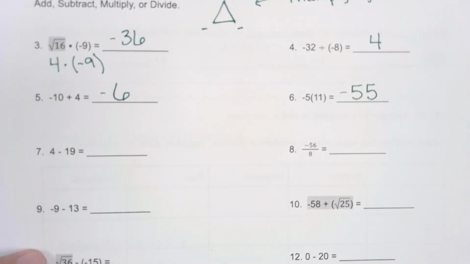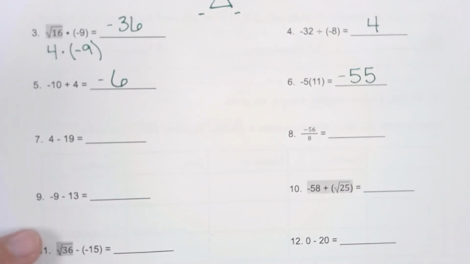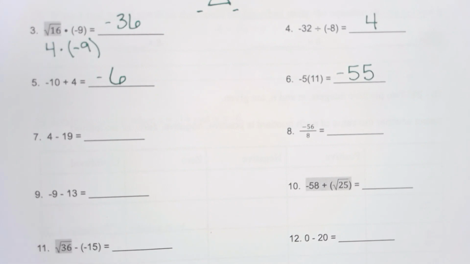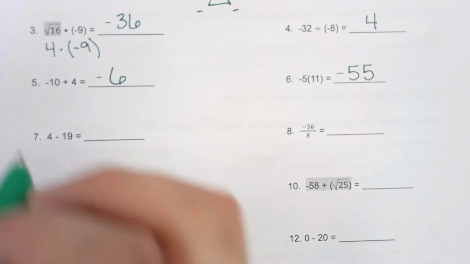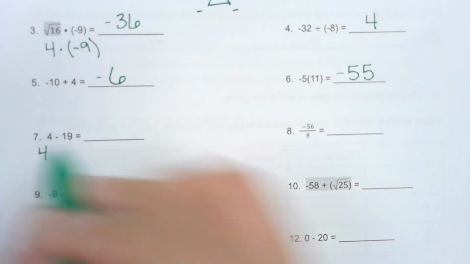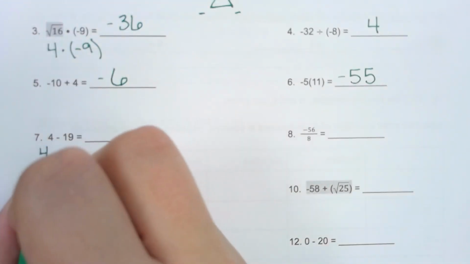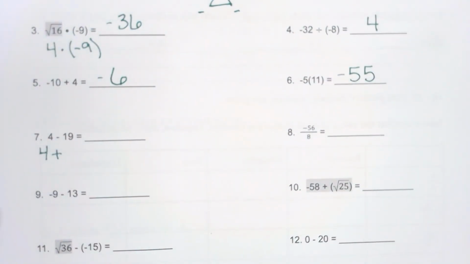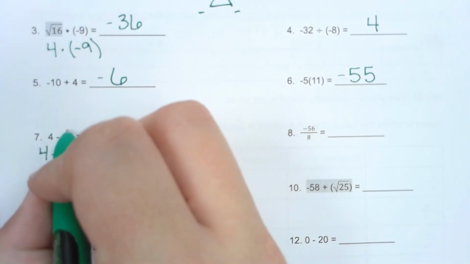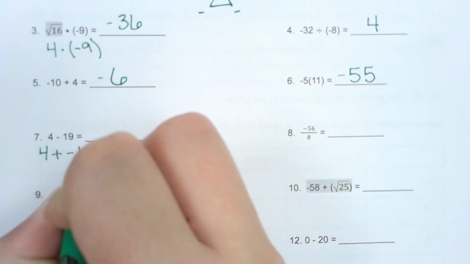Next one, number 7, 4 minus 19. So this would be the keep, change, opposite that we talked about in class. So you keep the first number the same, change subtraction to addition, and then add the opposite. So since this is a positive 19, it's going to turn into a -19.